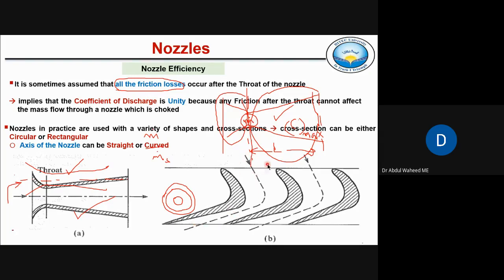These are the nozzles which are used in steam turbines. Steam turbine blades are shaped like nozzles. So the axis of the nozzle can be straight like this one, or it can be curved. These are also nozzle-shaped passages in which some fluid is flowing. Maximum area, minimum area making a throat, and again area increasing towards the exit. So that is also acting like a nozzle, a nozzle of curved axis. Right.